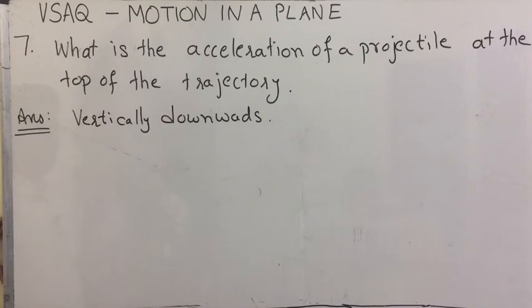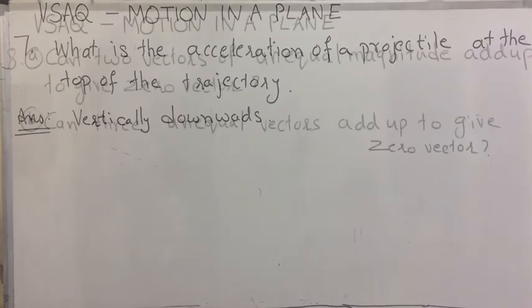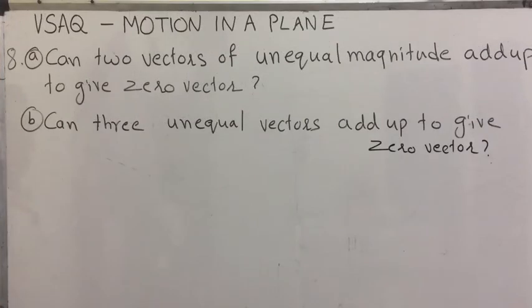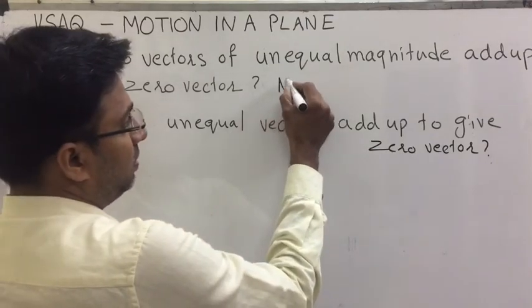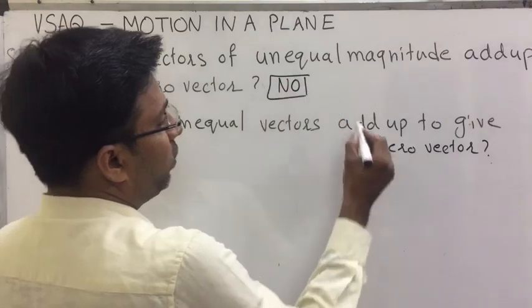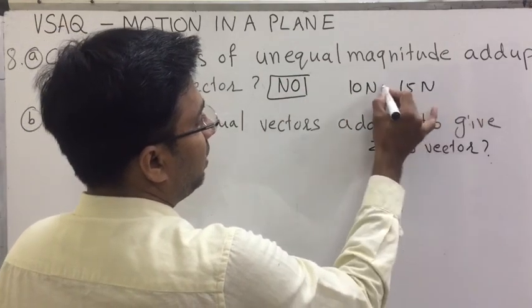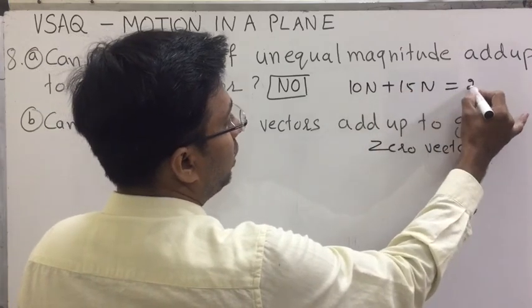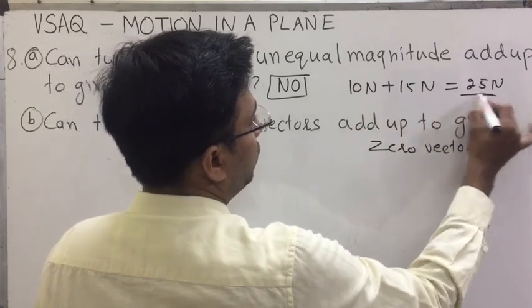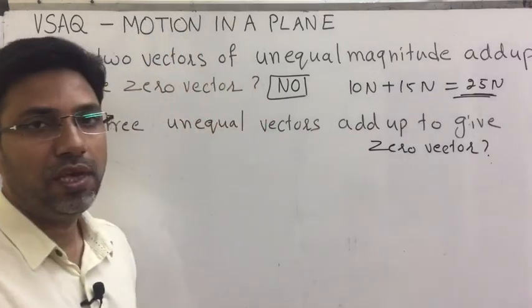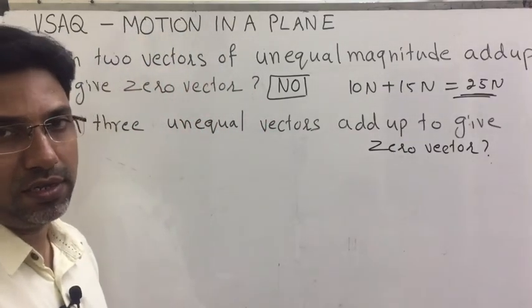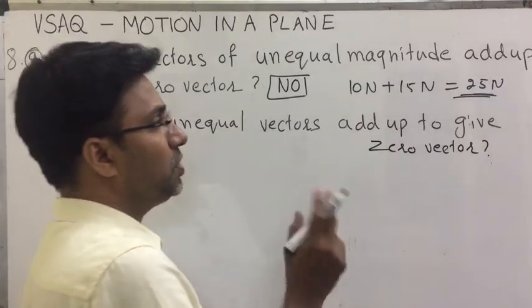Next question. What is the acceleration of a projectile at the top of the trajectory? The answer is vertical. Let us see the last questions. Can two vectors of unequal magnitude add up to give a 0 vector? The answer is no. If two unequal vectors, for example 10 newtons and 15 newtons, are added, the answer will be 25 newtons but not 0 newtons. If you take any example, if you add two unequal vectors, the resultant will never be 0.